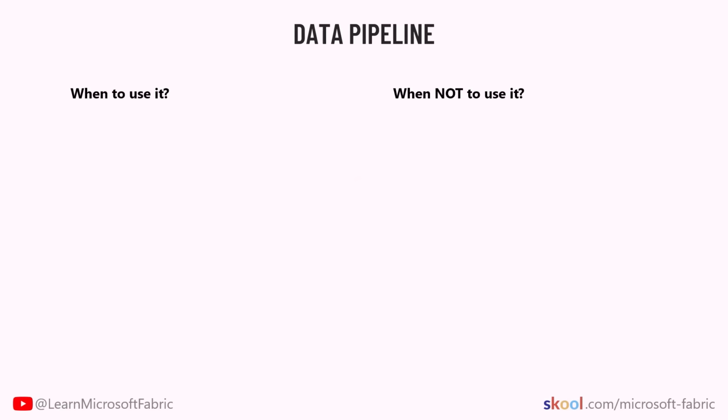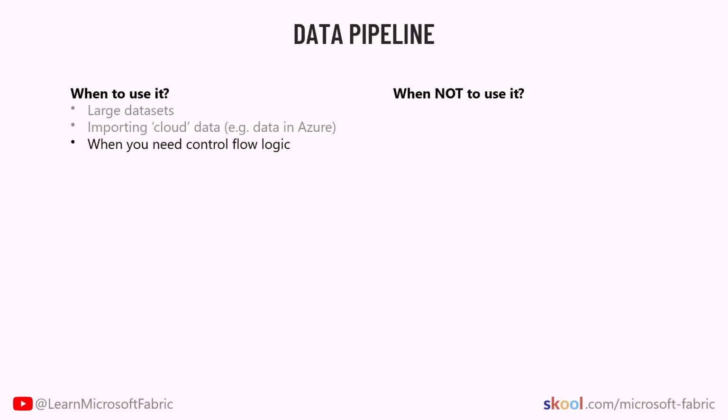So when should we use the data pipeline? As I mentioned previously, it's much more efficient when copying very large data sets. It's particularly efficient at importing data from cloud services, like Azure Data Lake Services and Azure SQL; it works really well with all of those. And it's good for when you need to implement control flow logic: if this, then do this, otherwise do this. That's when data pipelines are really useful.